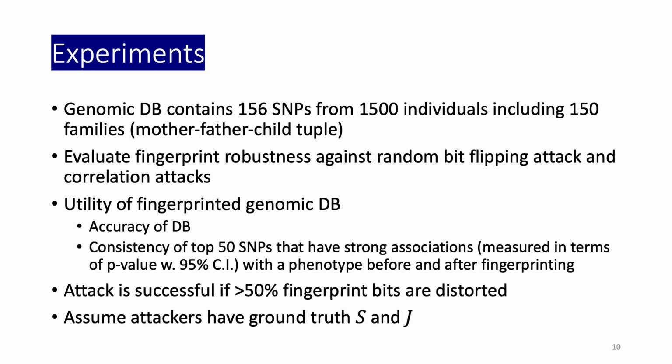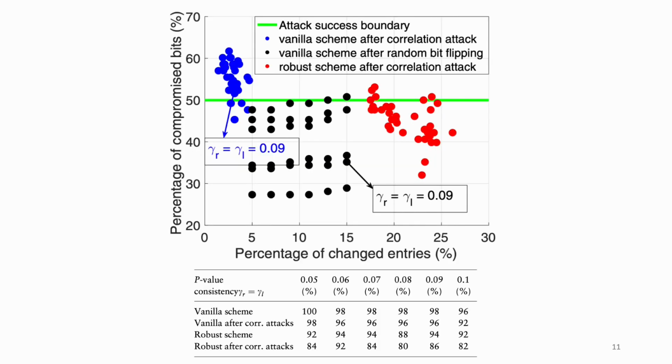To the advantage of the attacker, we let it have the ground truth knowledge of the row-wise and column-wise correlation. Here is some of the experimental results, and the takeaway message is that the random bit flipping attack is not as powerful as the correlation attack, which can easily compromise half of the fingerprint bits. However, when applying our proposed mitigation technique, the correlation attack can hardly compromise more than half of the fingerprint bits. And on the bottom, we show that our mitigation technique can still preserve high utility of the databases.